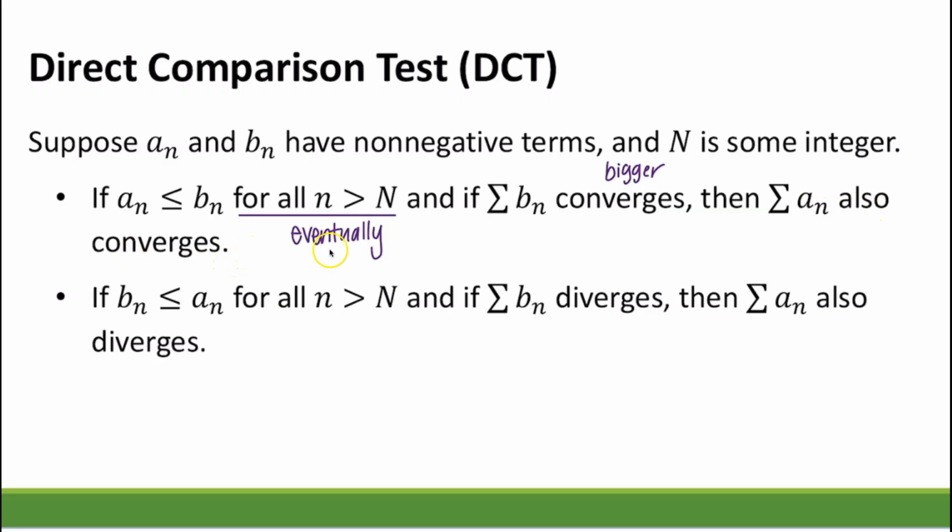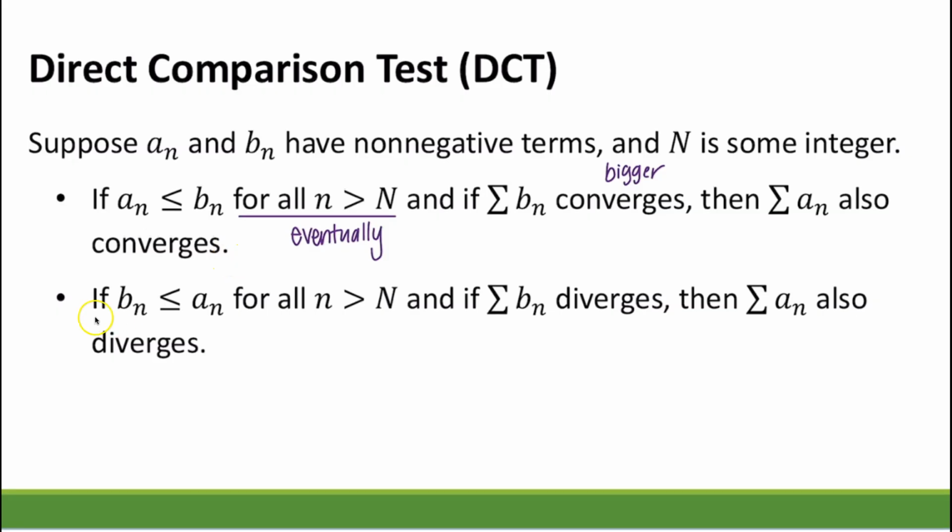This is like that first example where your friend being taller or bigger fits through the door. So if the bigger series converges, then the smaller one must converge. You, who are shorter, must also fit through the door, must also converge. For the second part, we have if b sub n is less than or equal to a sub n, eventually, for all n past a certain point, and if the sum of b sub n diverges.